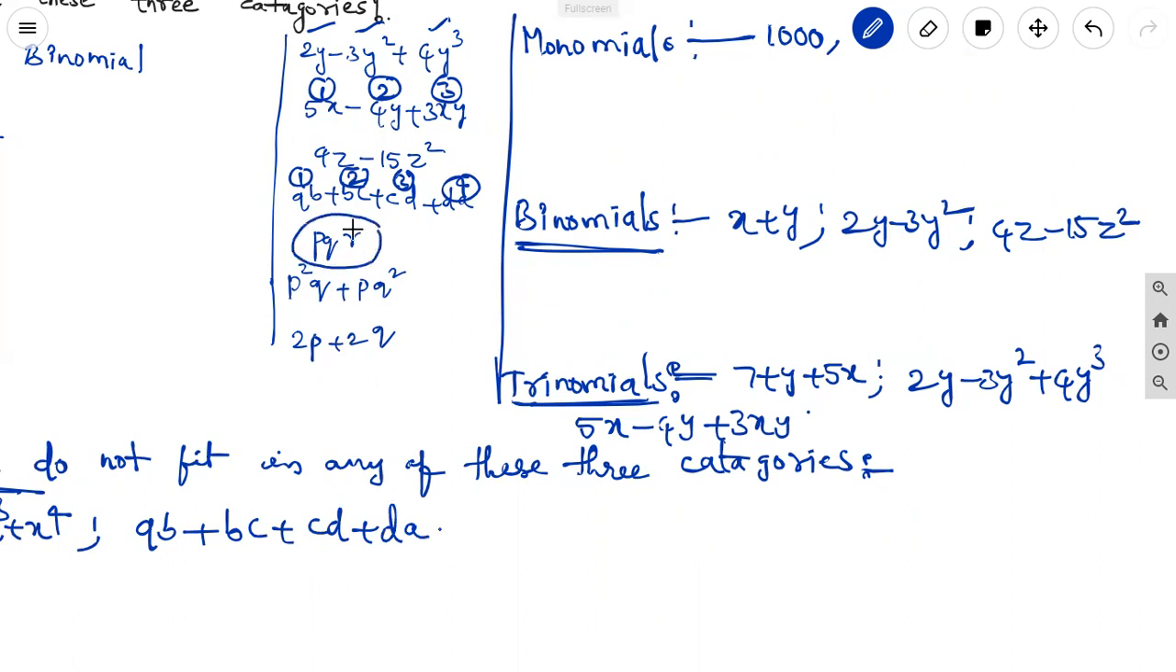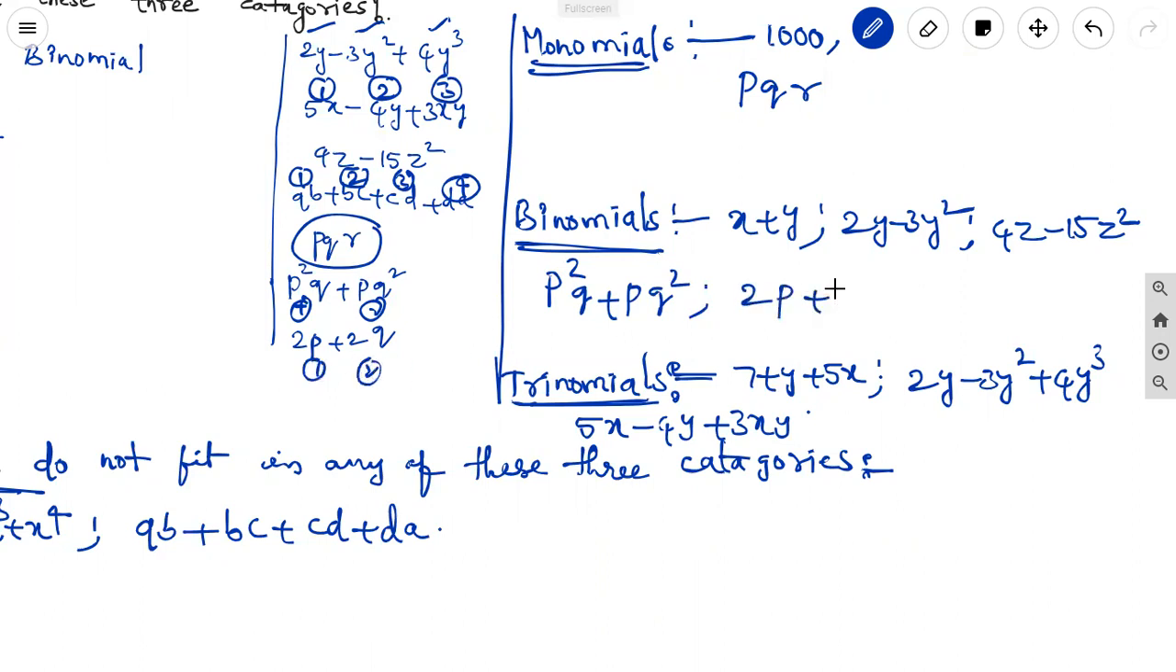Next, PQR. It is a single term, so it is a monomial. P square Q plus PQ square. Two terms, 1, 2. So it's a binomial. 2p plus 2q, two terms. So it is also a binomial. Okay. We just count the terms and write the suitable category: monomial, binomial, trinomial, or other.